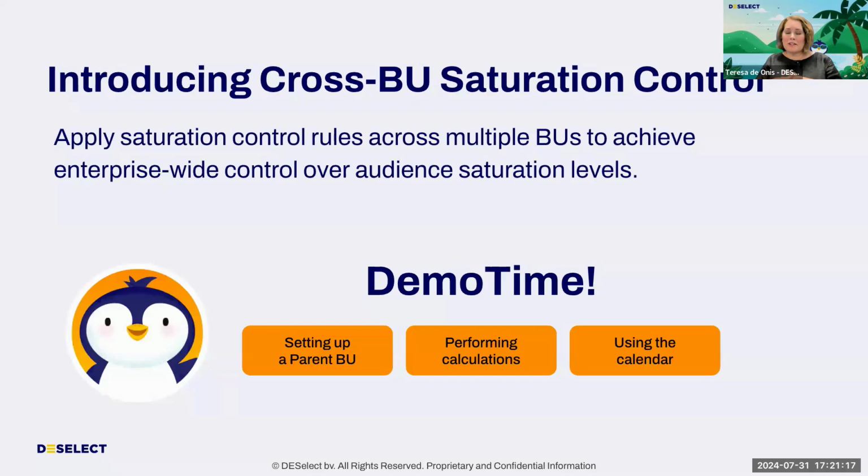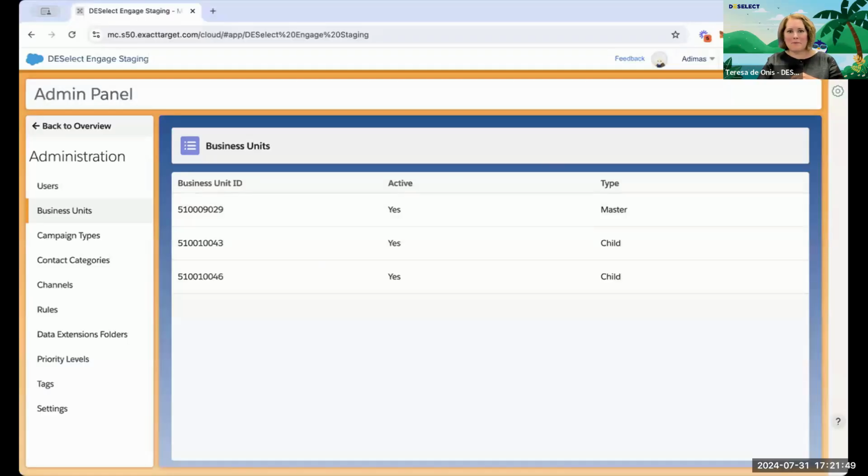Okay, so Jonathan's going to do a demo that shows how to apply the saturation control rules across multiple BUs so that you can have enterprise-wide control over audience saturation levels. He's going to show you how to set up a parent BU, how to perform calculations using the calendar, and a few other things. So I'm going to stop sharing so that Jonathan can walk you guys through the demo. Okay, Jonathan, take it away.